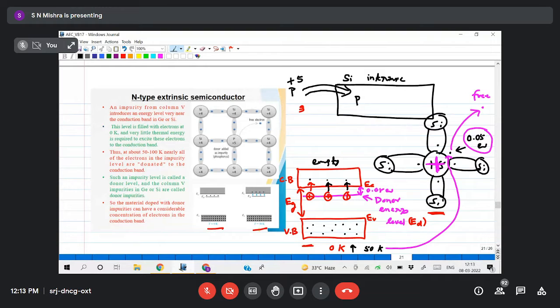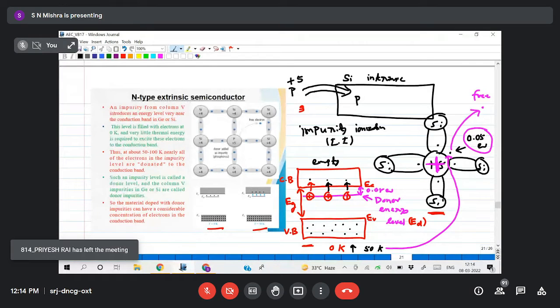So this process of generating electrons and the donor atoms being ionized is called impurity ionization, because these donors are impurity. So this whole process by which electrons and ions are generated is called impurity ionization. Or in short, I can write. So at 50 Kelvin, it is detached.